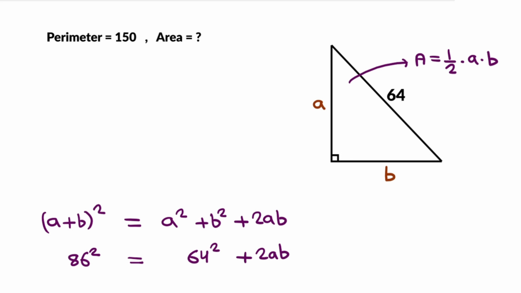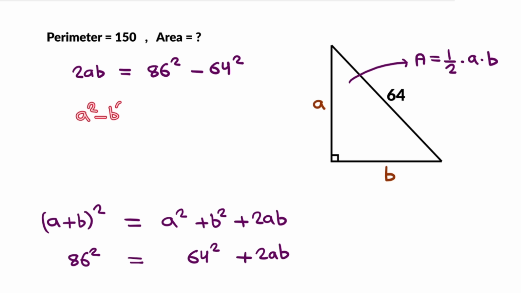Now isolate the 2AB term. Subtract 64 squared from both sides. So 2AB equals 86 squared minus 64 squared. Now, you could calculate those giant squares directly, but there's a much smarter shortcut. Use the difference of squares formula.